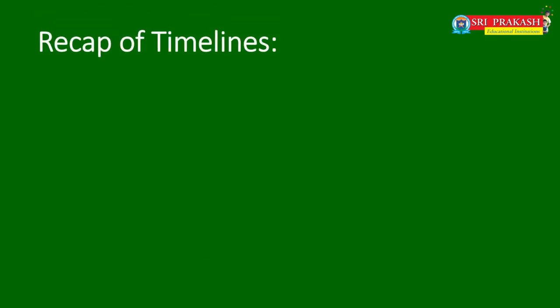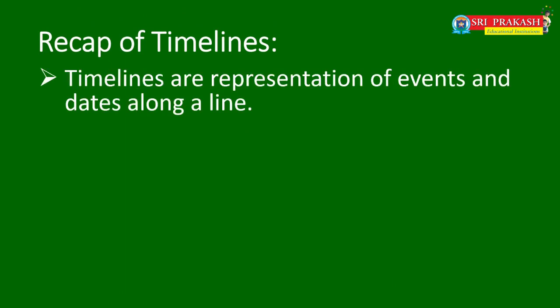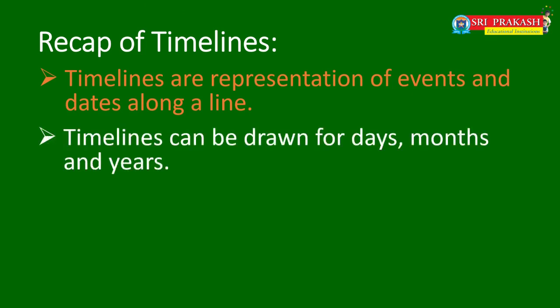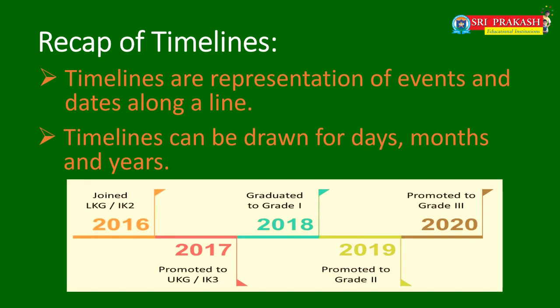Do you remember what we have learnt about timelines in our previous class? Timelines are representation of events and dates along a line. Timelines can be drawn for days, months and years. Timelines can be of two types, horizontal and vertical. This is an example of a horizontal timeline.